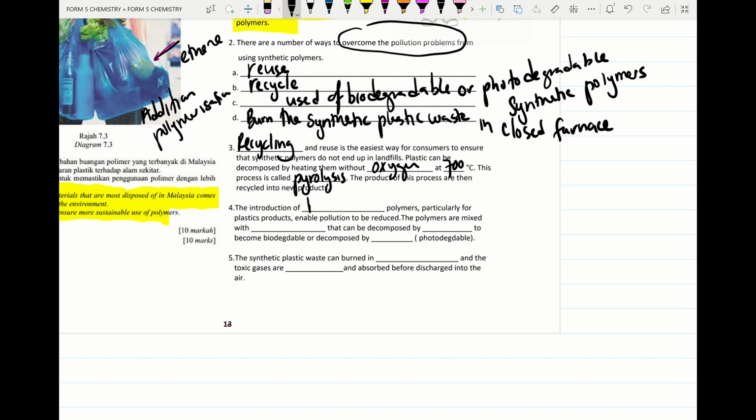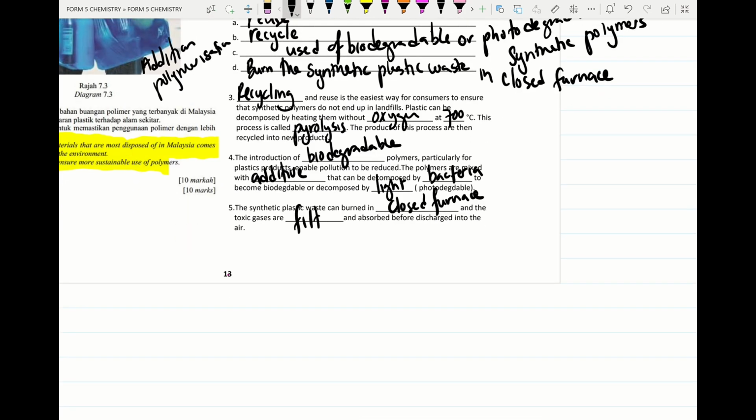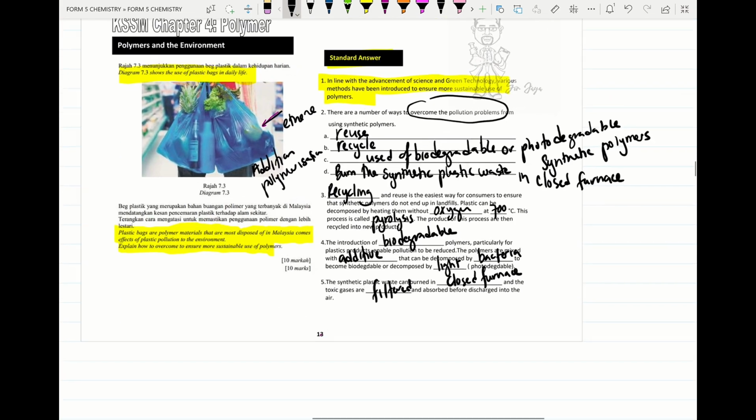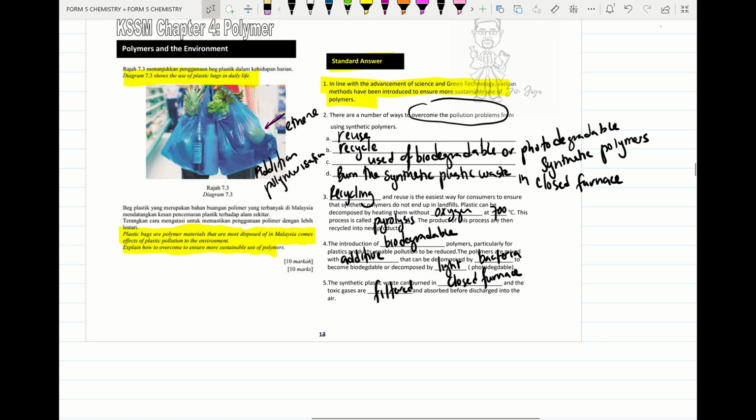The introduction of biodegradable plastics, particularly for plastic products, enables the pollution to be reduced. The polymers are mixed with additives such as starch that can be decomposed by bacteria to become biodegradable, or decomposed by light. The synthetic plastic waste can be burned in a closed furnace, and the toxic gases are filtered and absorbed before we discharge into the air. All right, so this is how we answer the essay question. So we move on to the next part.